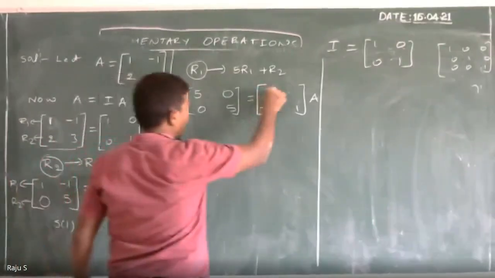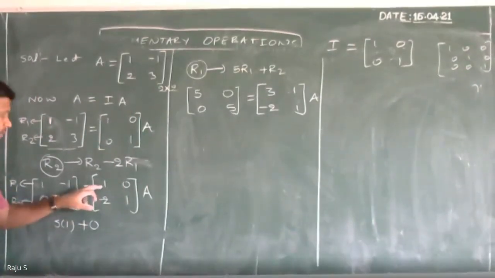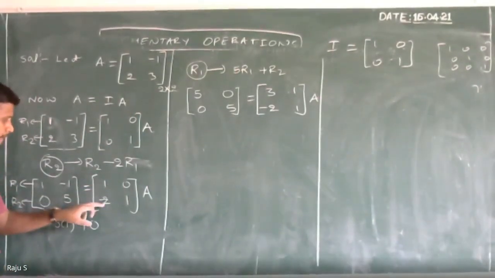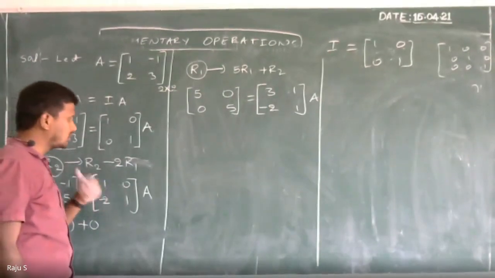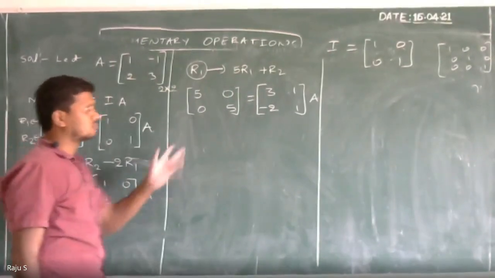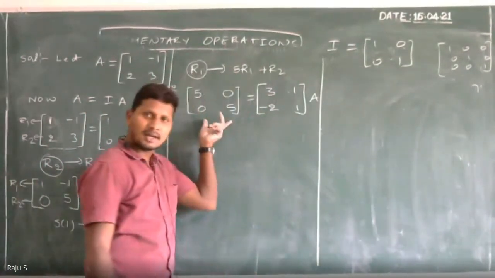So 5, 3, R1, and 1, 3, and 1. Multiply here 5. 5 into 1, 5 plus of minus 2, 5 minus 2, 3. Multiply here 5. 5 into 0, 0 plus R2, 1. So 3 and 1. Now can anyone tell, is it an identity matrix?